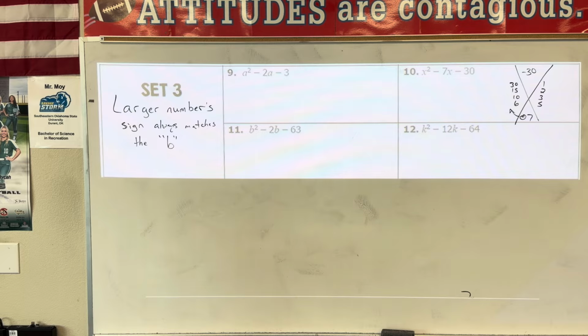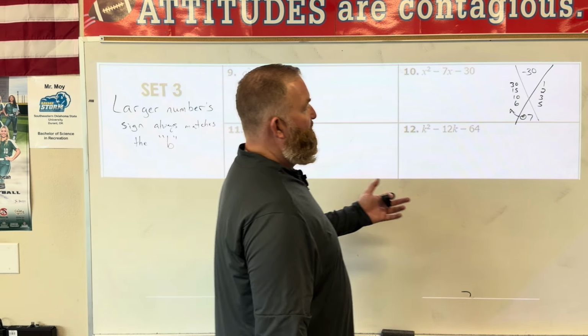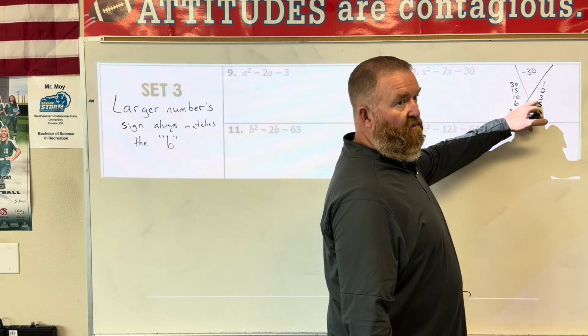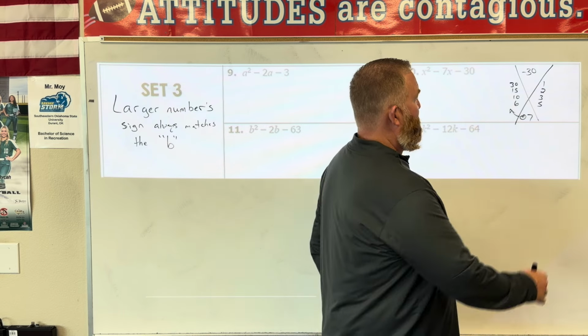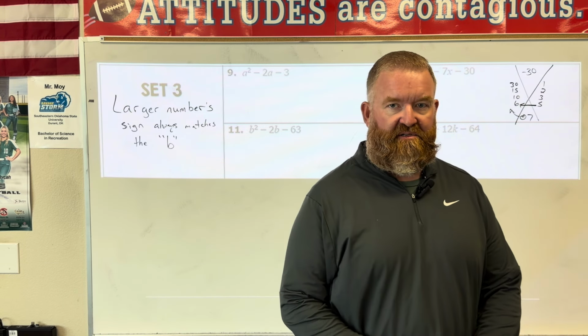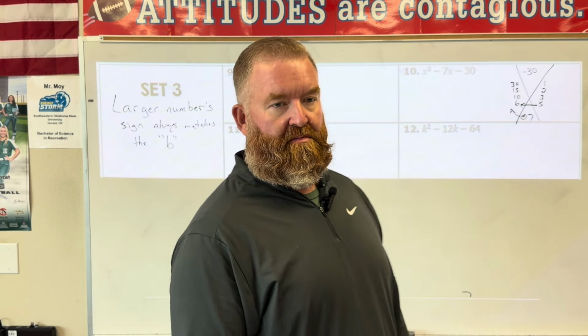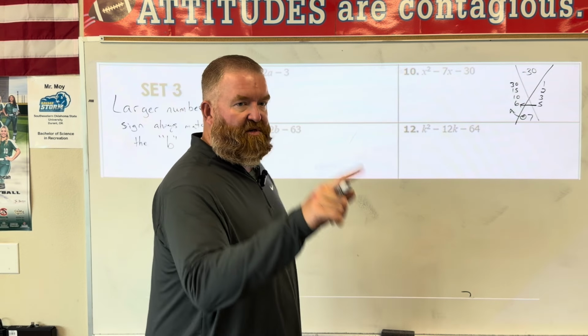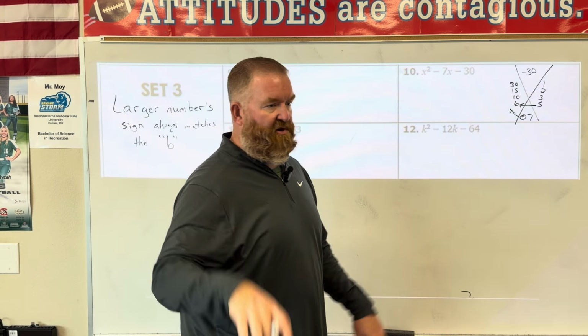Mentally, I just went down the list. 1, 2, then I got to 3, 4. 4 doesn't work, and then I got to 5. And since the next number was in this column, I knew I was done. I knew I was finished. As far as I can go. Once it starts going to the other column, you're done. You don't have to go any further.